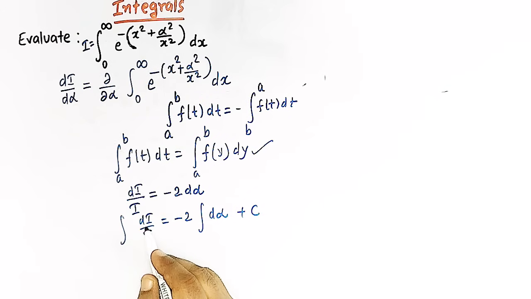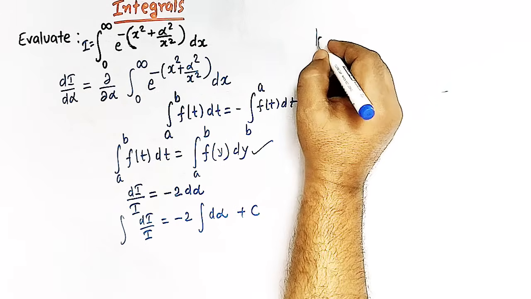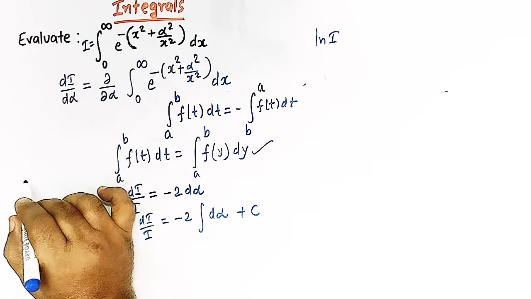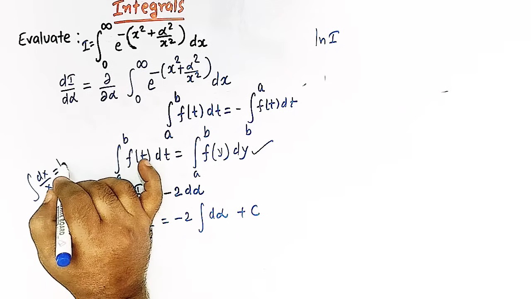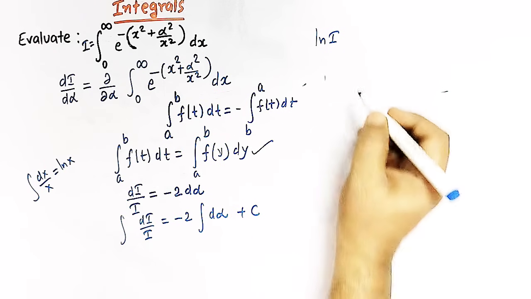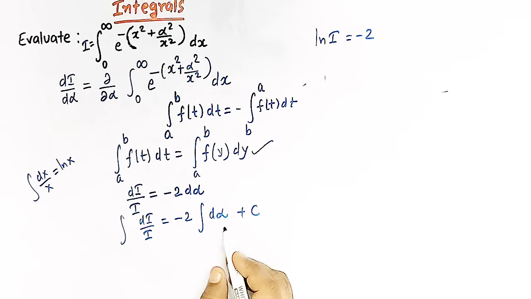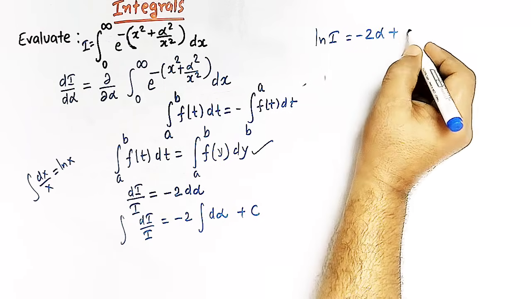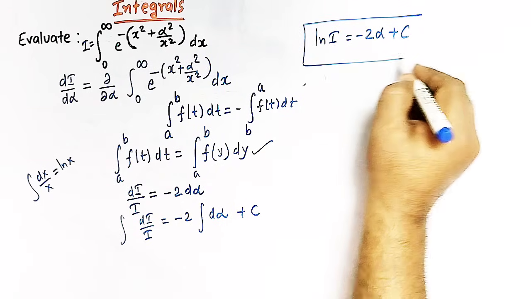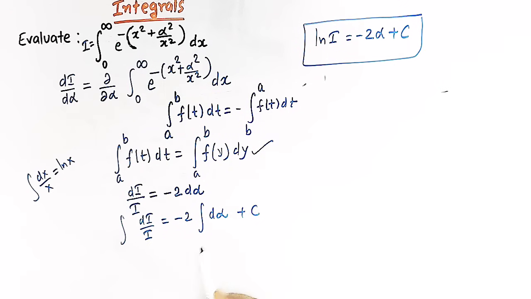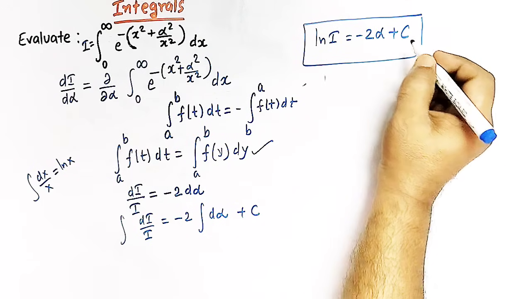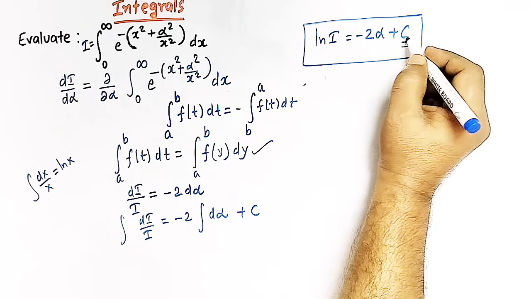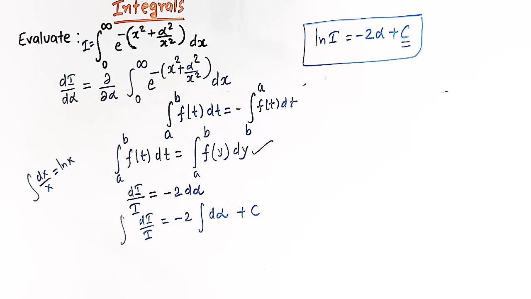So now the integral di over I is natural log of I, because we know that integral dx over x is equal to natural log of x. And here we have minus 2 alpha, and c is the constant of integration, right? So now we have this equation, and now our aim is to get the value of this constant of integration c using some condition, right?